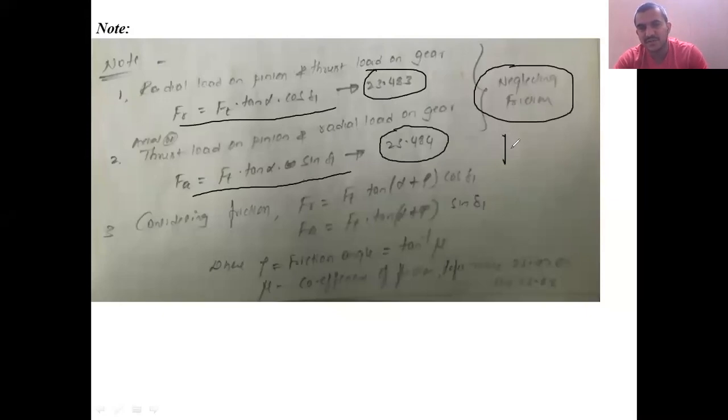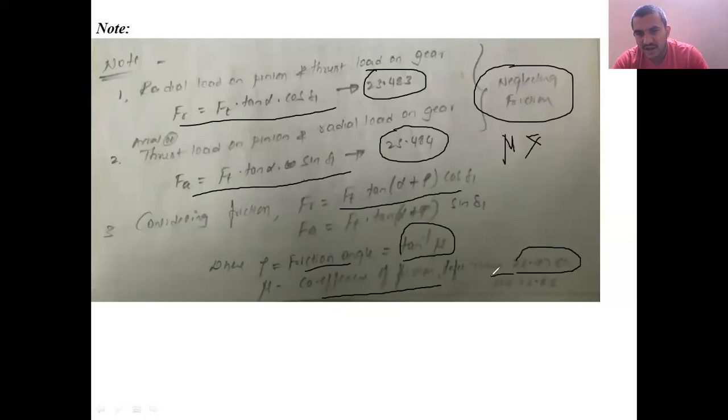Neglecting friction means the coefficient of friction will not be considered. The frictional force will be neglected here. If you consider frictional force, then we have Ft tan of alpha plus rho. What is rho? It is the friction angle. The friction angle is tan inverse of mu. Again, how do you get the mu value, the coefficient of friction? By referring to table 23.9 or refer to figure 23.8. These are the other forces.